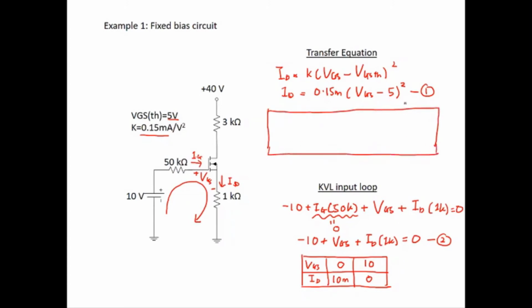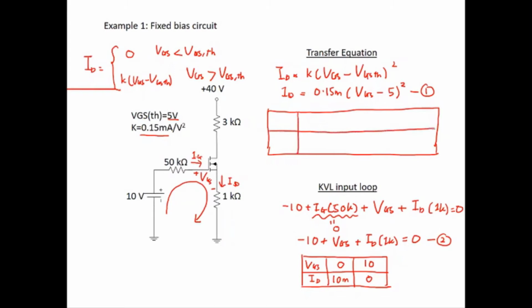So this transfer equation: the drain current of the transistor will become 0 when VGS is below VGS TH. And then the ID current will equal K times (VGS minus VGS TH) squared when VGS is larger than VGS TH. So when we do the plotting, this is VGS and this is ID.